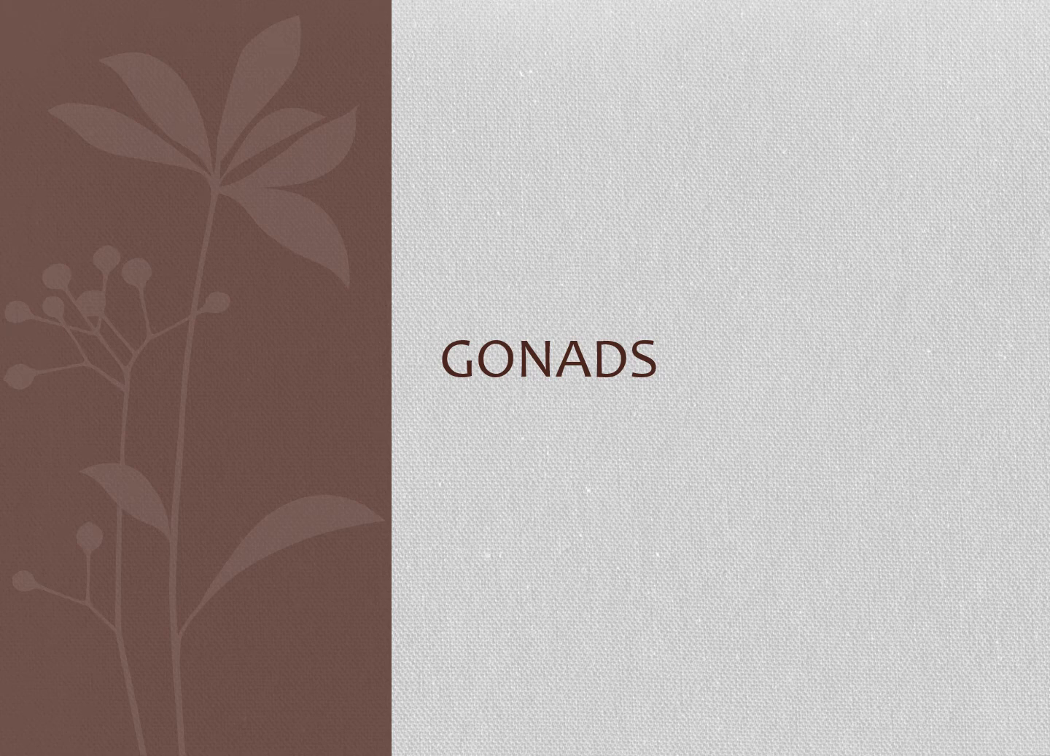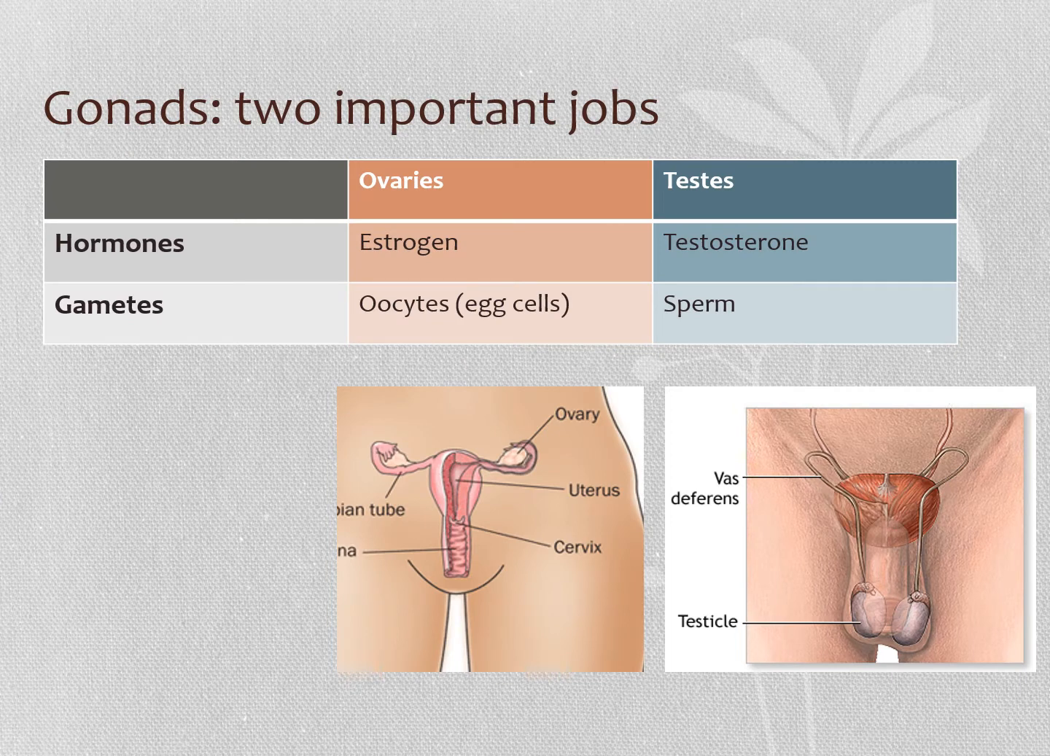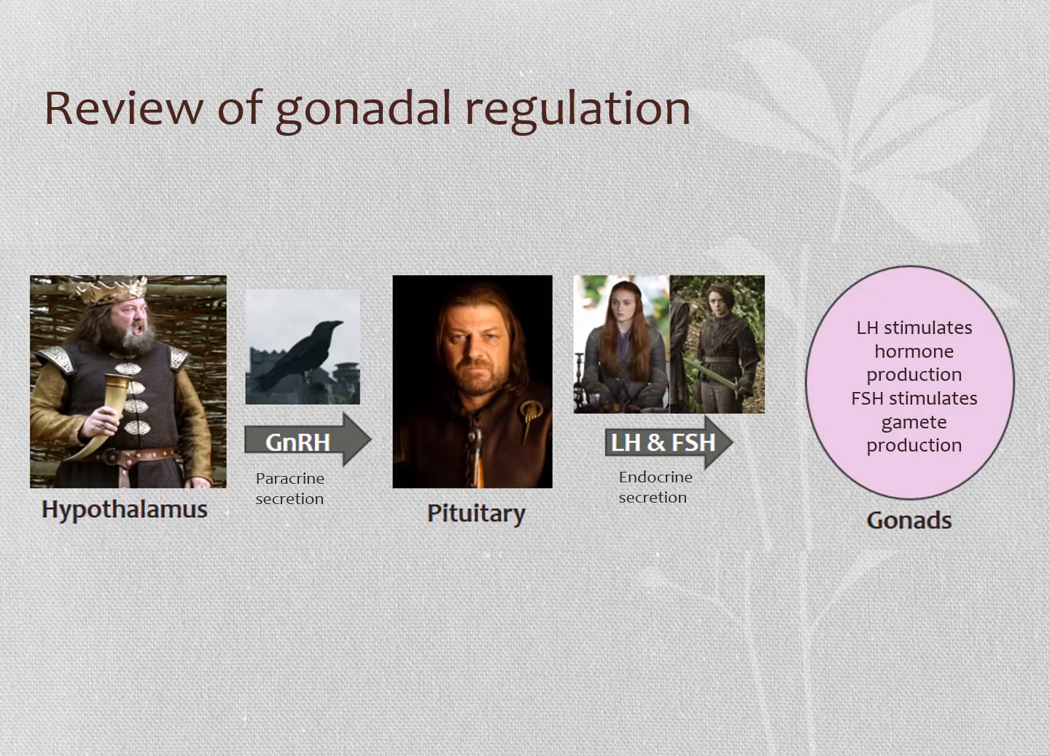Let's get back to the gonads and how they work. So we remember they have two jobs. They need to make hormones, estrogen or testosterone, and they need to make gametes, which would be ova or oocytes, your egg cells, or your sperm. To review from earlier, if the hypothalamus in the brain decides we need more hormone, it's going to make GnRH, gonadotropin-releasing hormone, that travels in a paracrine fashion to the pituitary gland. The pituitary gland says, yes, sir, I'll get right on it, and sends out LH and FSH into the bloodstream, endocrine secretion. LH and FSH travel to the gonads, where LH is going to stimulate hormone production, and FSH is going to stimulate gamete production.